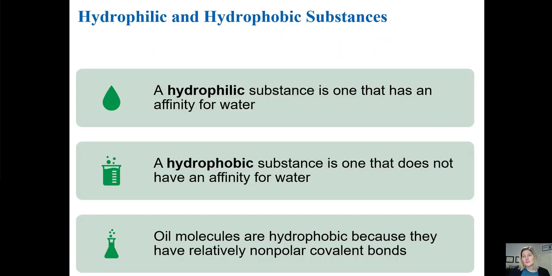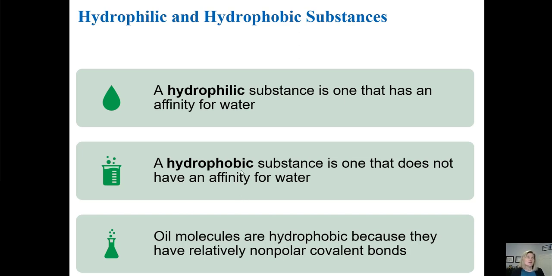So this is important when we're looking at different substances because some substances have an attraction or affinity to water and some don't. If a substance has an attraction or affinity to water, it's called hydrophilic. So think hydro as water, philic as liking. Water liking, it loves the water. Hydrophobic substances, they fear the water. They do not have an affinity to water.